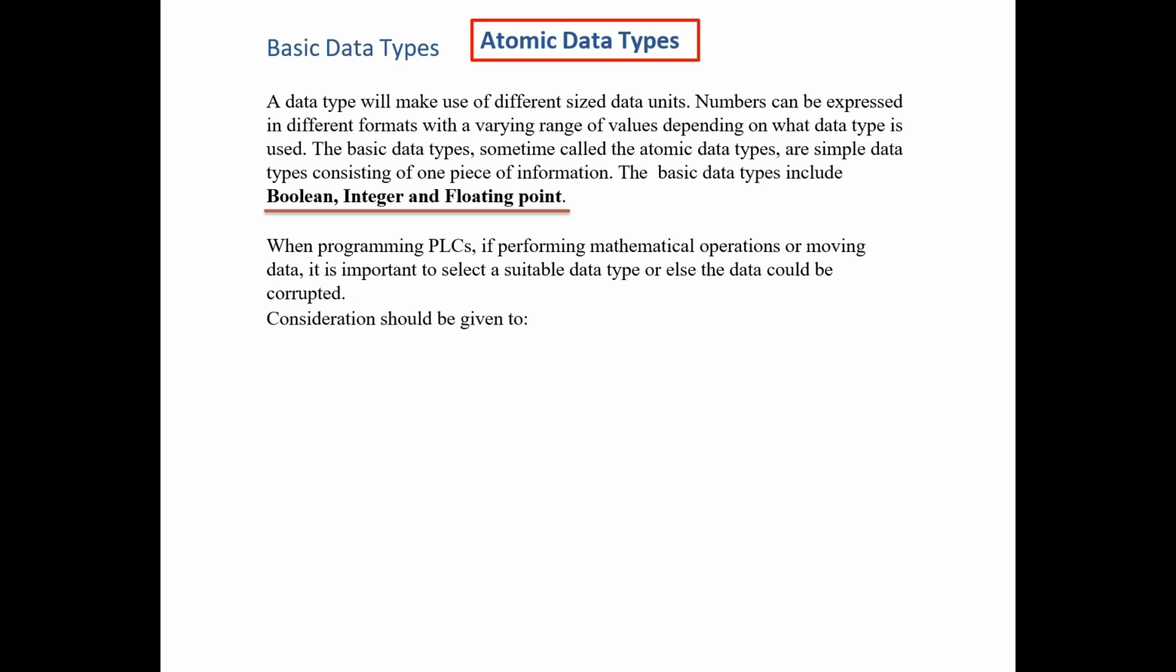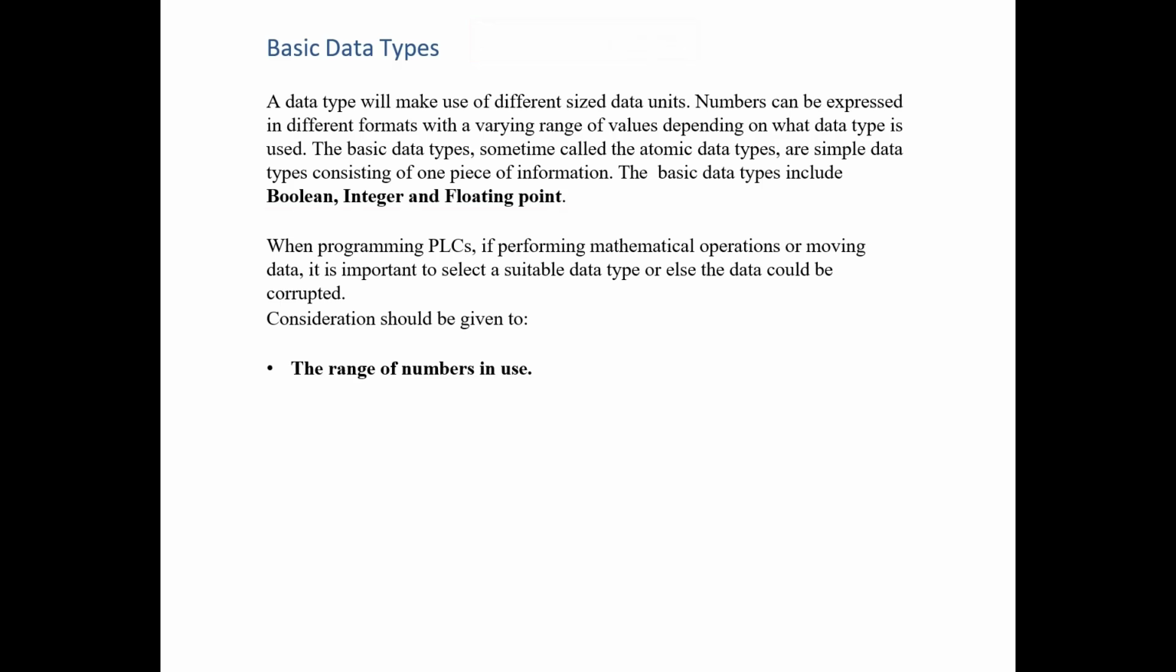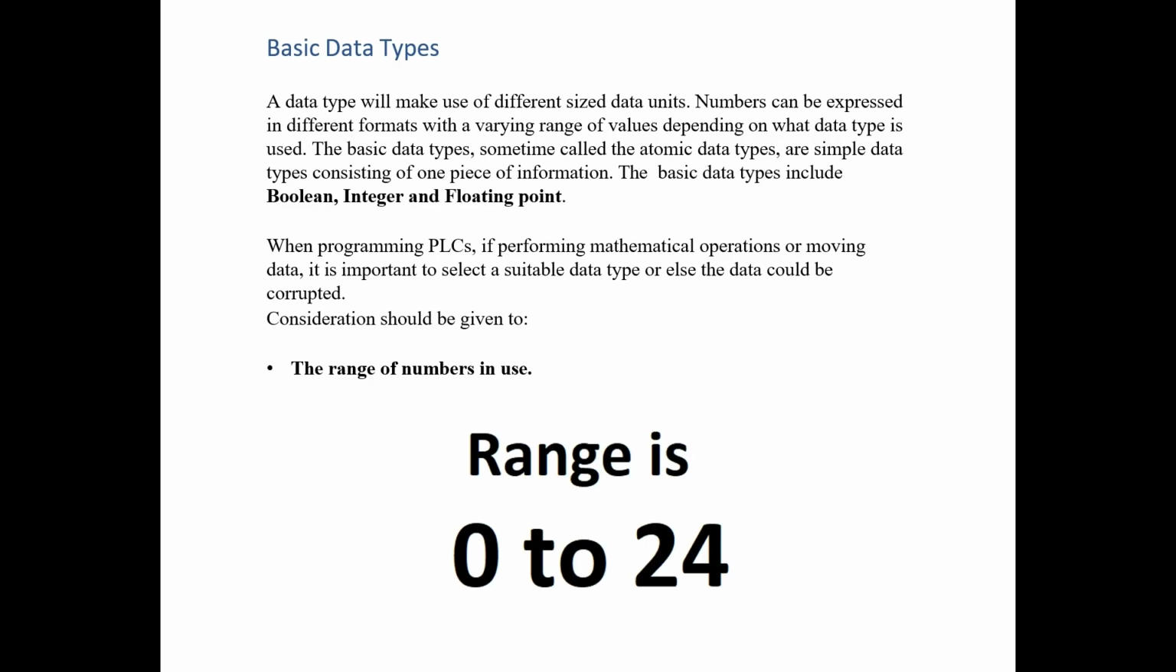When programming PLCs, especially when performing mathematical operations or moving data, we want to select a suitable data type. So we need to consider the range of numbers in use. If you are programming a PLC that controls a machine that packs 24 bottles of soda pop in a case, you'll want to know how many bottles starting at 0. So the range is 0 to 24. There's a data type that's suitable for that.